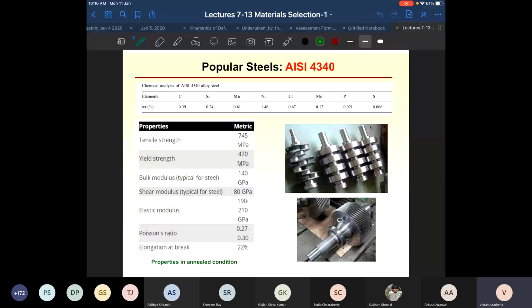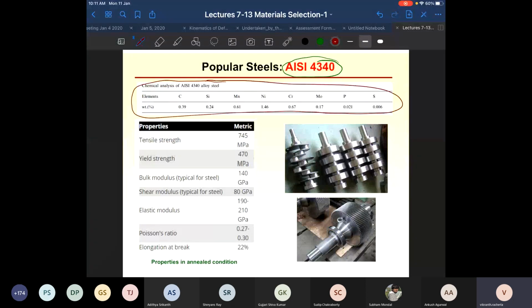So the first material that we are going to talk about is AISI 4340. This AISI is American Iron and Steel Institute, and this number 4340 signifies a certain class of alloys. Here you have been given the composition of the alloy. As you can see, you have chromium, nickel, molybdenum, manganese, and silicon in small amounts. The 4000 series alloys are very popular for their properties.